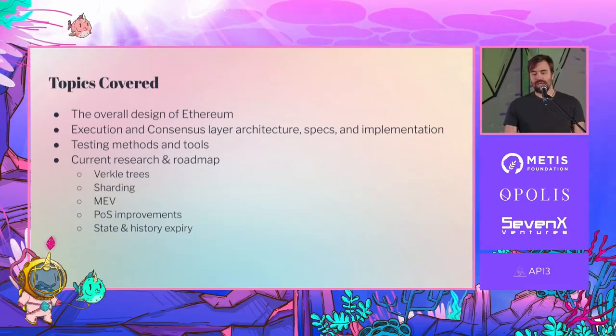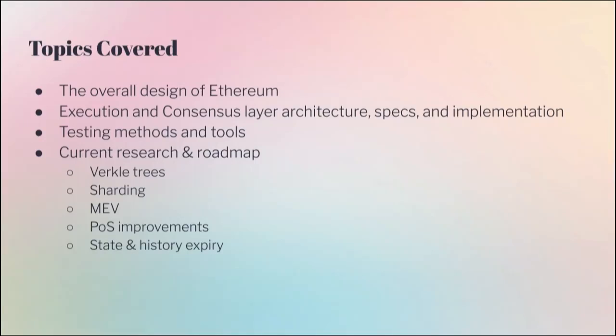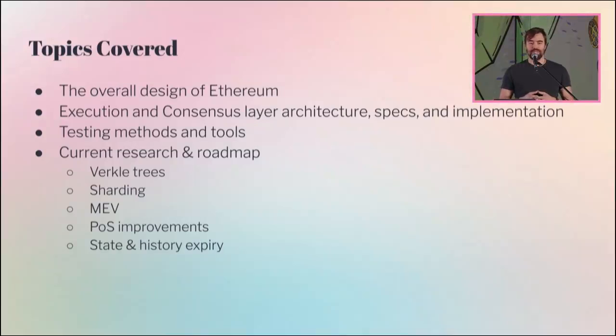Some of the topics that are going to be covered during this course: like I mentioned, we've already had the course on the overall design of Ethereum. That was the introduction to Ethereum. Then execution and consensus layer architecture, specs and implementation, testing methods and tools, and then current research and the roadmap, including future upgrades, things like Verkle trees, sharding, MEV, proof of stake improvements, and state and history expiry.